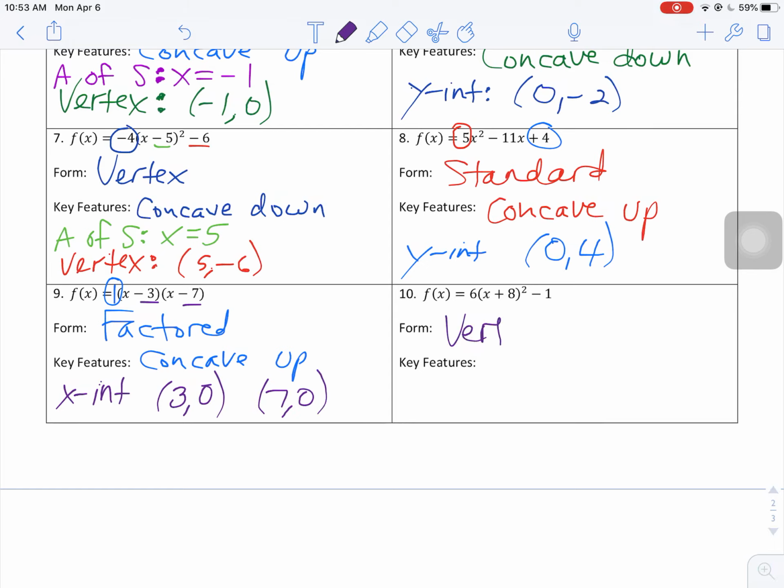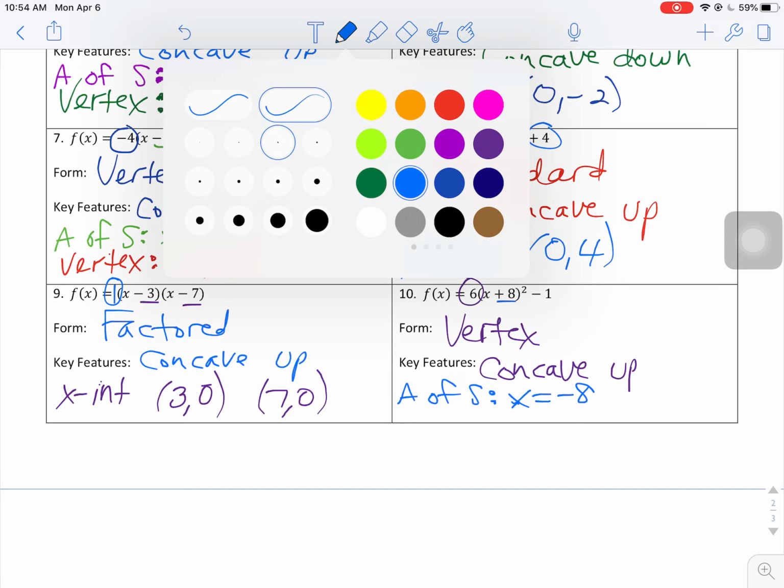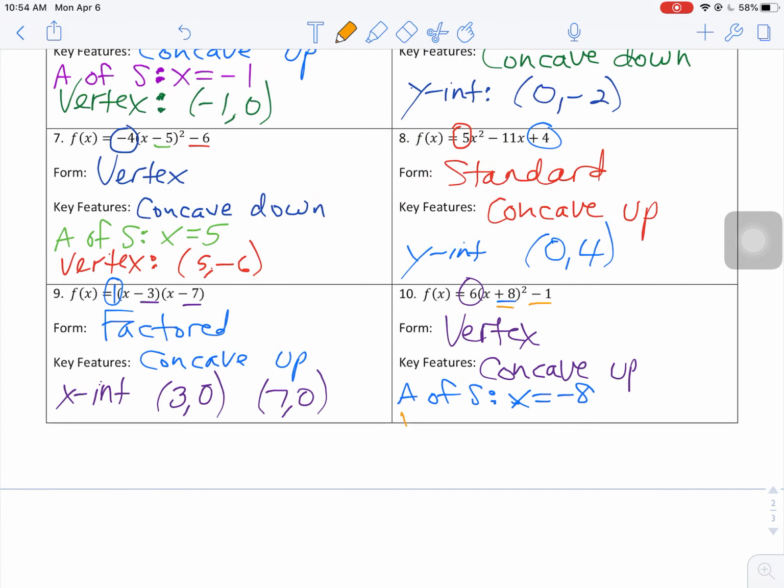Number 10, vertex form. Concave up because of the positive a value of 6 in the front. Axis of symmetry is always x equals whatever h is, or whatever the x corner of the vertex is. And the h value is always the opposite of the number inside the parentheses. X equals -8. And then last but not least, our vertex is (h, k). So opposite of the number inside the parentheses, and then it matches the k value in the back. K is -1. So (-8, -1).